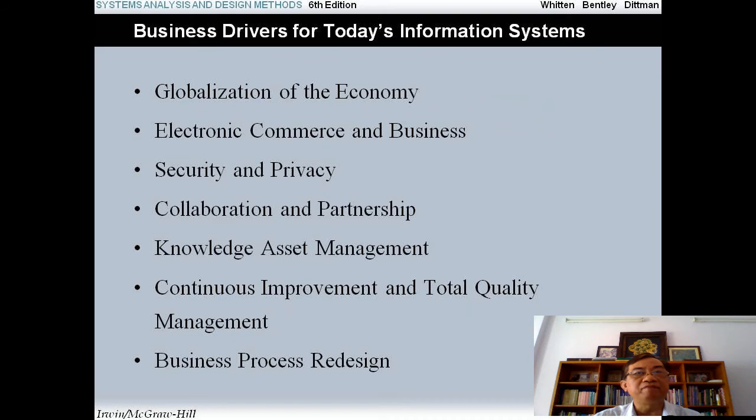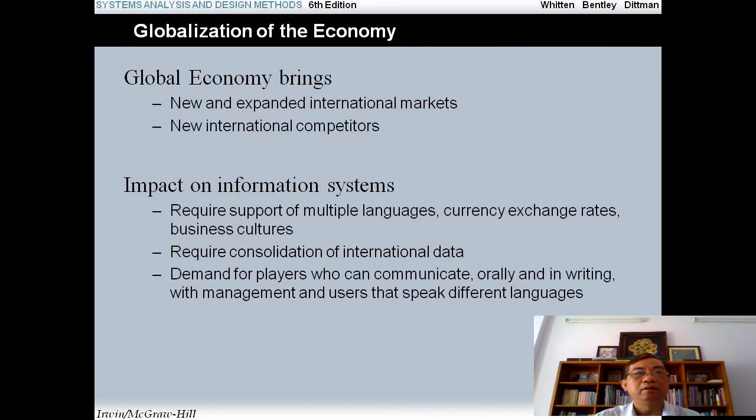And about business drivers for today's information systems, you know there are many factors that affect information systems today. The first one is the globalization of the economy. Then electronic commerce (e-commerce) and e-business, security and privacy, collaboration and partnerships, knowledge asset management, continuous improvement and total quality management, and business process redesign.